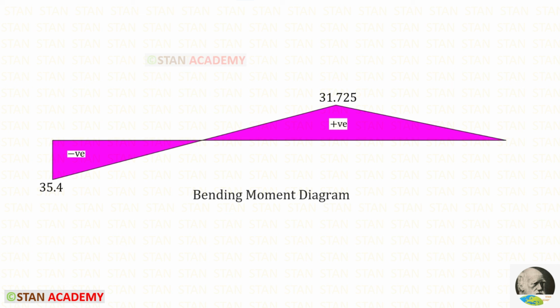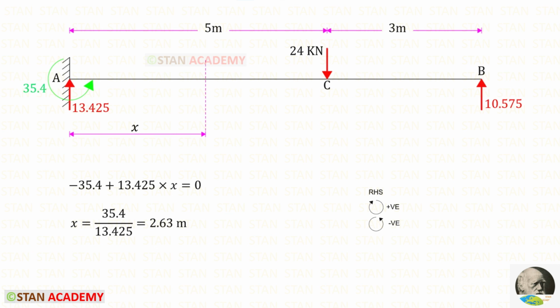Here you can see the bending moment diagram. At this point, the moment becomes 0. This is the point of contraflexure. We can make a section at this point and find the distance. You can see that I have made a section at that point at a distance of x from the point A. We know that in this section the moment is 0. Using that concept, we can find x.